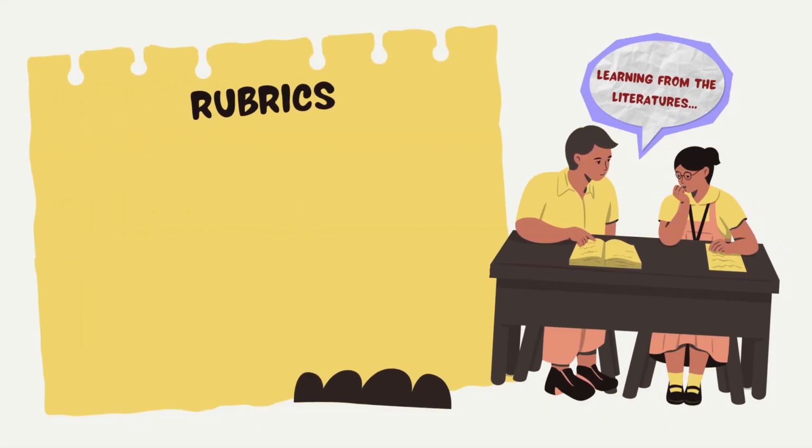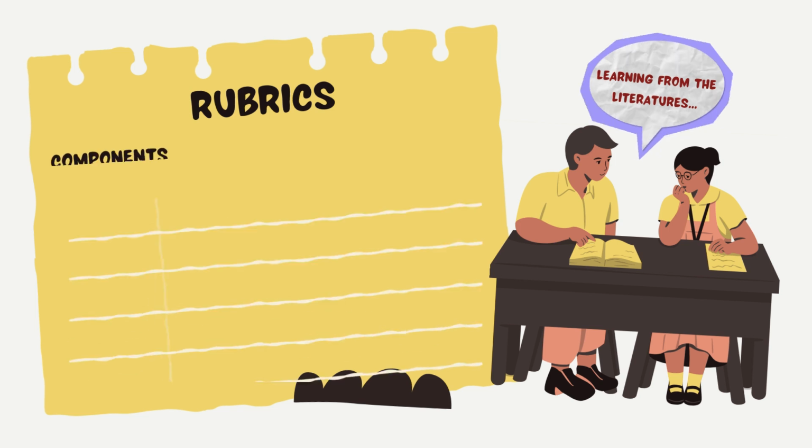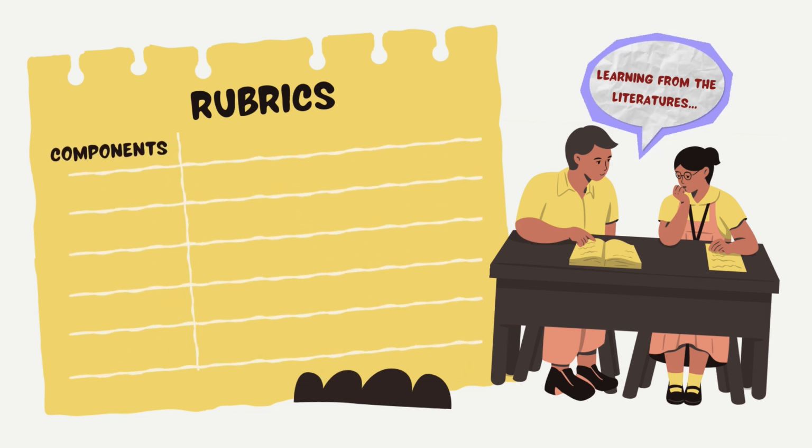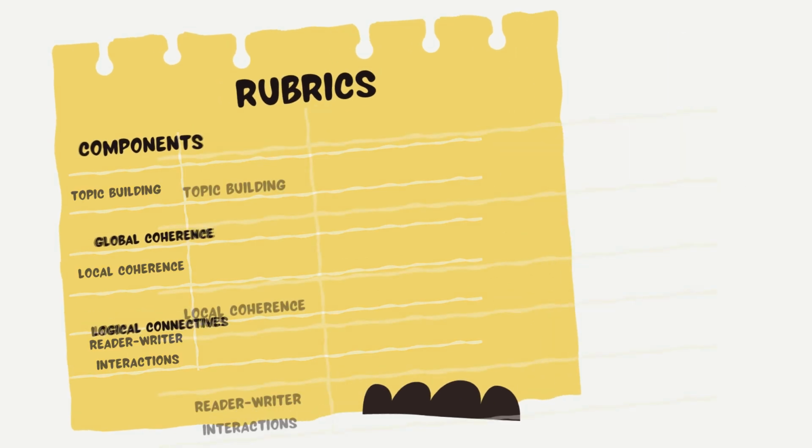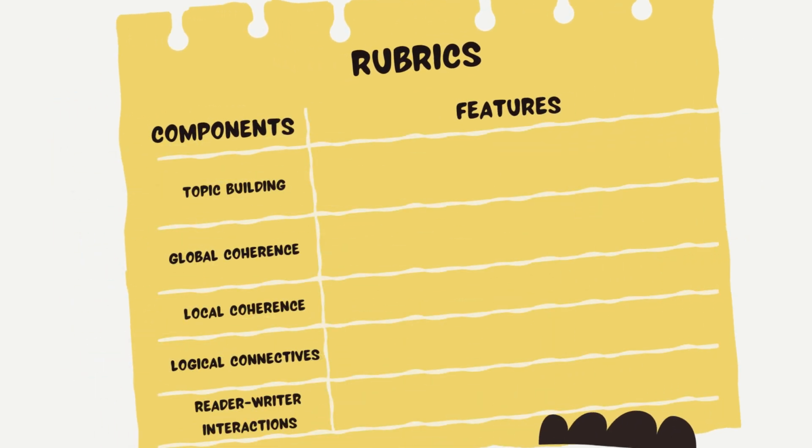Based on a literature synthesis, the researchers defined discourse competence as comprising 5 key components: topic building, global coherence, local coherence, logical connectives, and reader-writer interactions. These 5 components were further broken down into 10 specific features. The topic-building component was operationalized through 3 features: topic relevance, thesis statement, and controlling ideas.